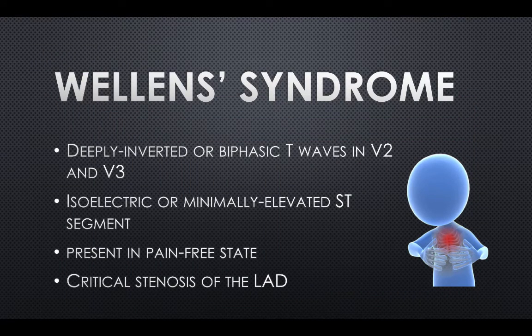So what is Wellens syndrome? It's characterized by deeply inverted or biphasic T waves in V2 and V3 with isoelectric or minimally elevated ST segments, that is, less than 1 millimeter. And interestingly, these patients can have zero chest pain at the time their EKG is taken. So why does this matter? These findings are highly specific for a critical stenosis of the left anterior descending artery, which can be devastating. These patients generally have poor outcomes and require invasive therapies.